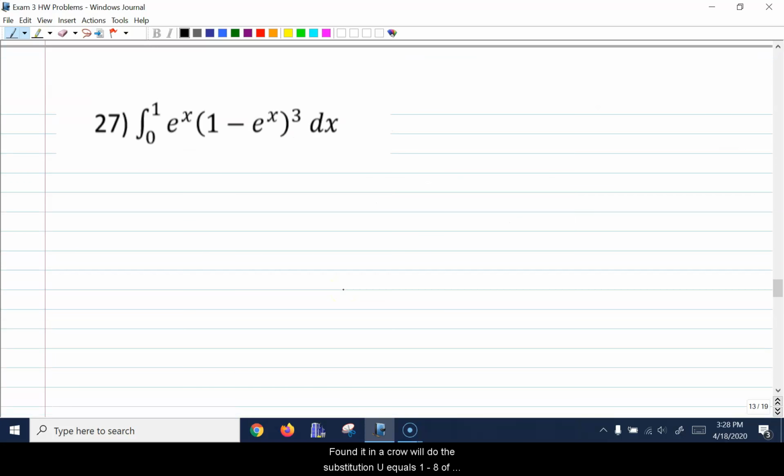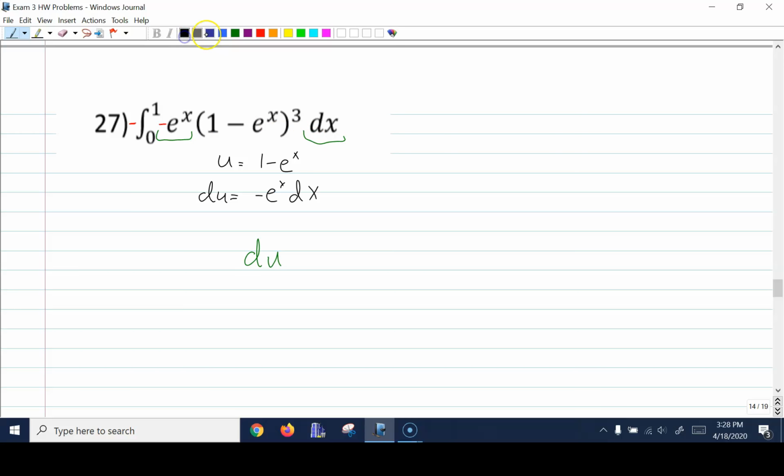We got a bounded integral. We'll do the substitution u equals 1 minus e to the x. It's a thing I see on the inside whose derivative is almost the e to the x that's outside. Du will then be, what's the derivative of this? Negative e to the x dx. I wish I had a negative. I'll put a negative here and a negative here. And now this and this join forces like Voltron to become just du.